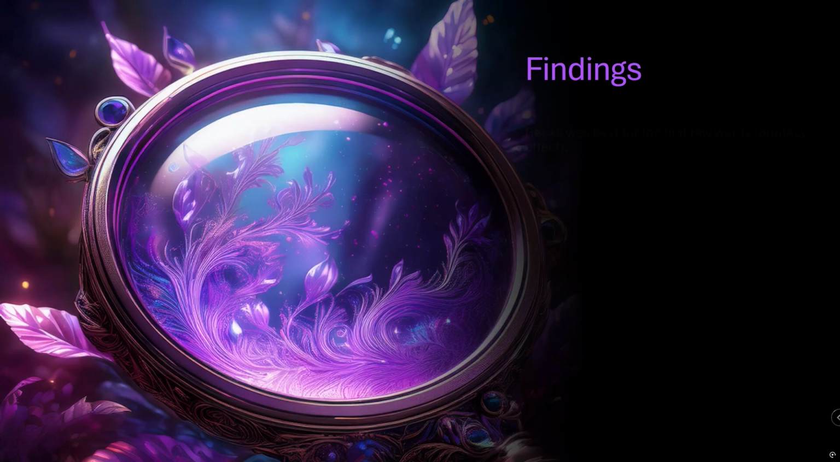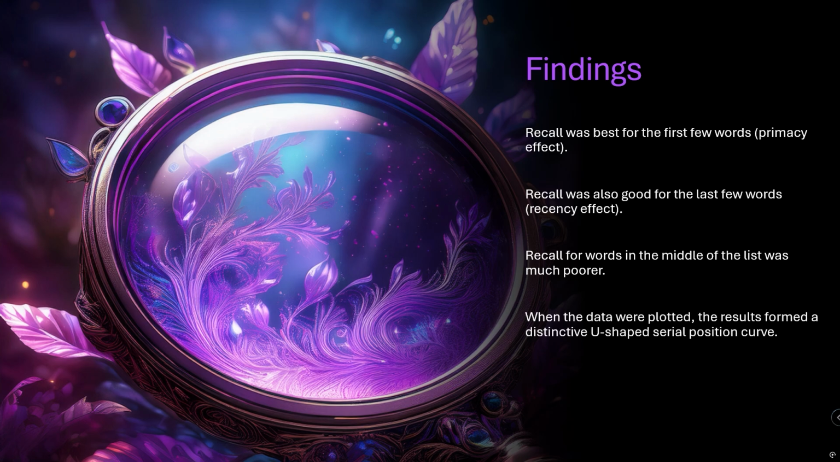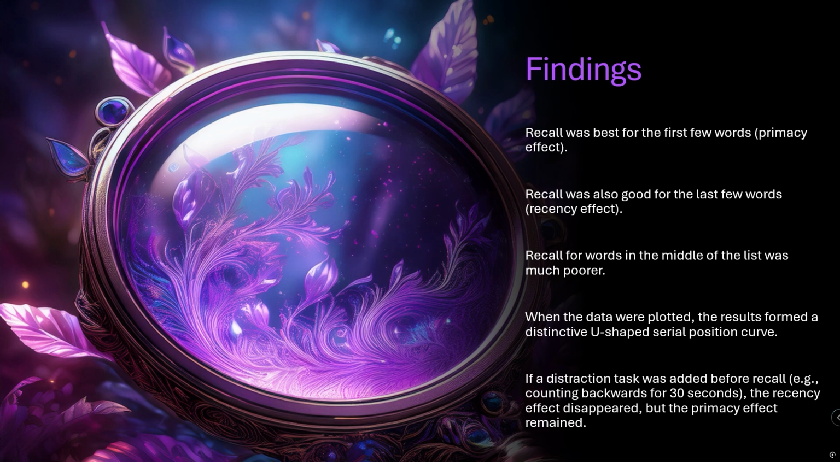What were his findings? Well, he found that recall was best for the first few words, the primacy effect. So remember, those had more time to be rehearsed. Recall was also good for the last few words, so that's the recency effect. Recall for words in the middle of the list was much poorer. So again, we're seeing that U-shaped curve. When the data were plotted, the results formed a distinctive U-shaped serial position curve. If a distraction task was added before recall, for example counting backwards from 30 seconds, the recency effect disappeared, but the primacy effect remained.